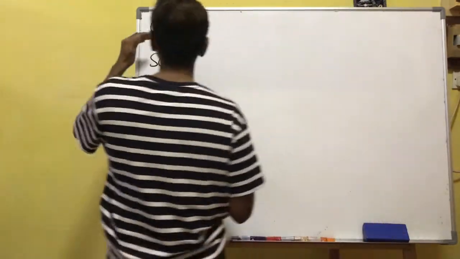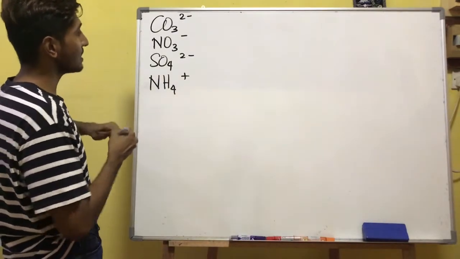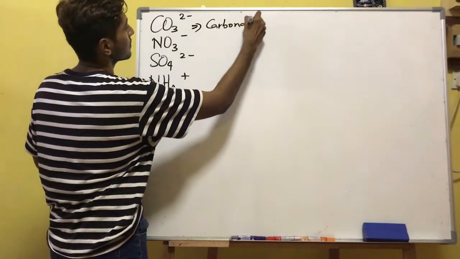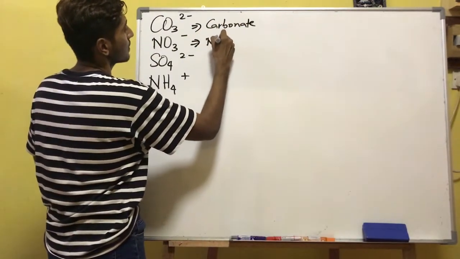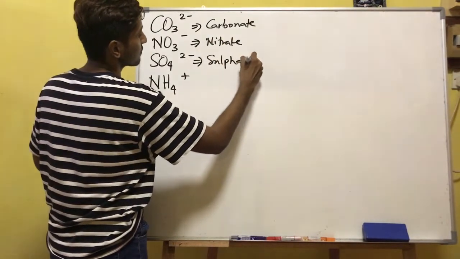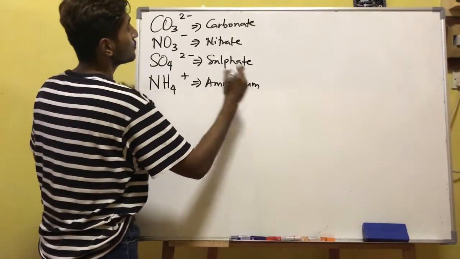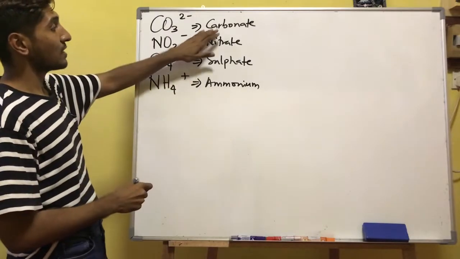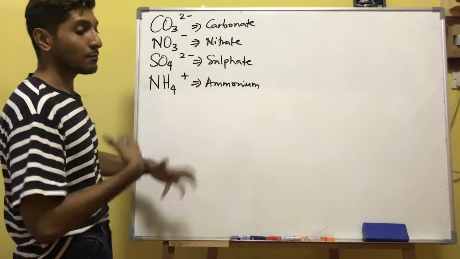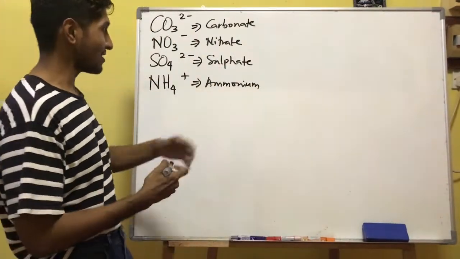But now, for this, which is carbonate, nitrate, sulfate and ammonium. Okay, so carbonate, nitrate, sulfate and ammonium. Okay, untuk ion karbonat, nitrat, sulfat dan ammonium, kita tak boleh nak hafal ataupun pakai cara tadi. We cannot use the method that I've taught you just now.